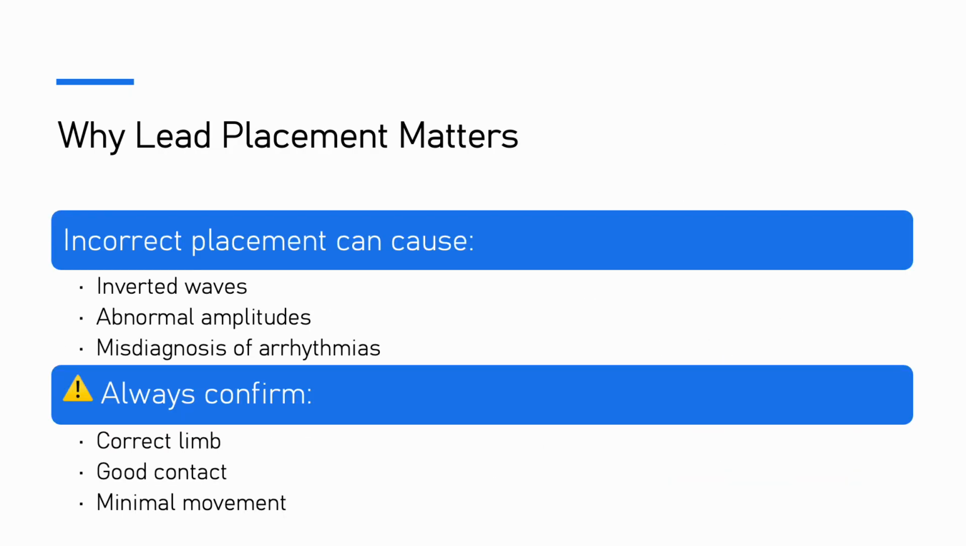So why does it matter if we place the leads in the correct place? Incorrect placement can cause inverted waves or abnormal amplitudes and can cause us to misdiagnose things. So we always want to confirm that we have the correct limb, we have good contact, and that the animal is not moving much.